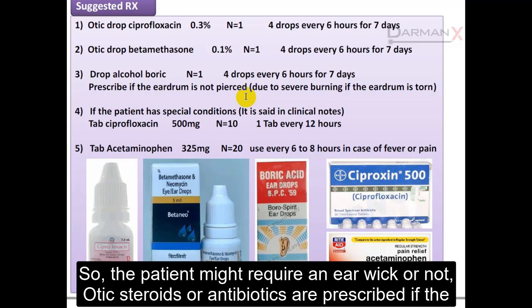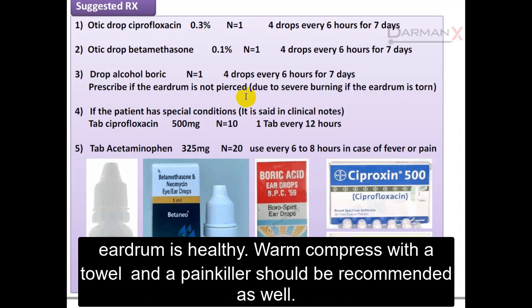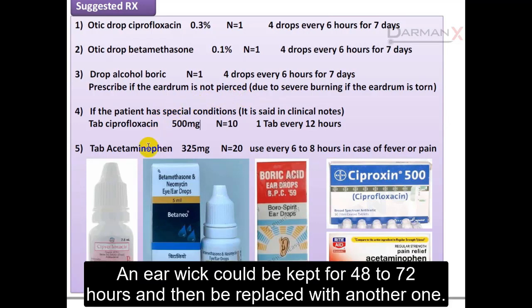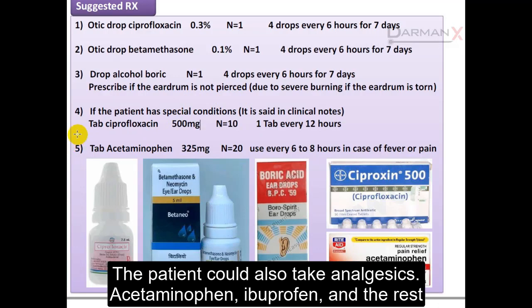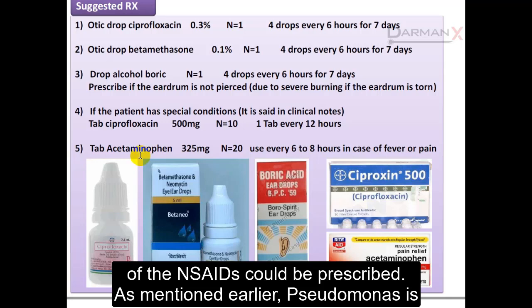Otic steroids or antibiotics are prescribed if the eardrum is healthy. A warm compress with a towel and a painkiller should be recommended as well. An earwick could be kept for 48 to 72 hours and then be replaced with another one. The patient could also take analgesics. Acetaminophen, ibuprofen, and the rest of the NSAIDs could be prescribed.